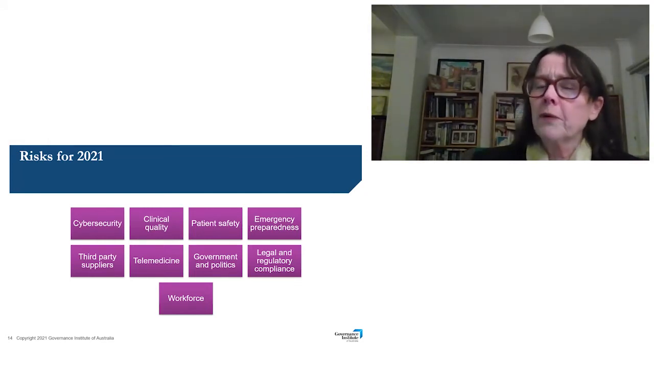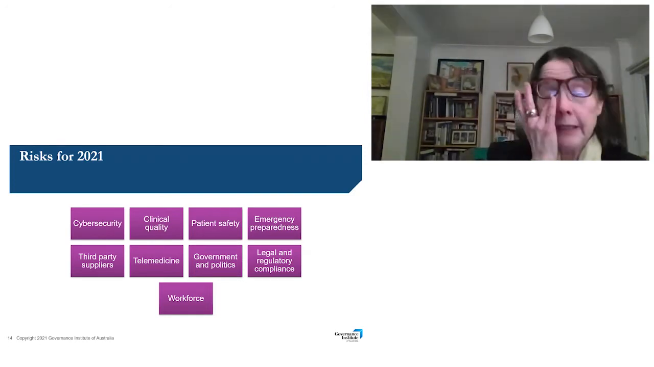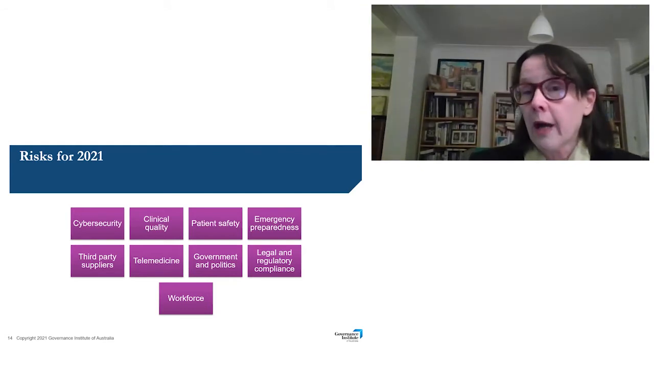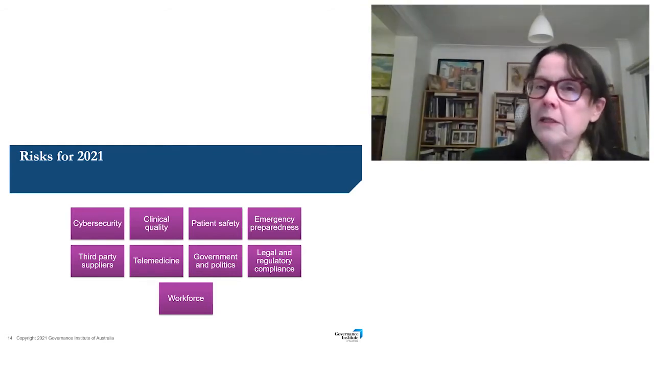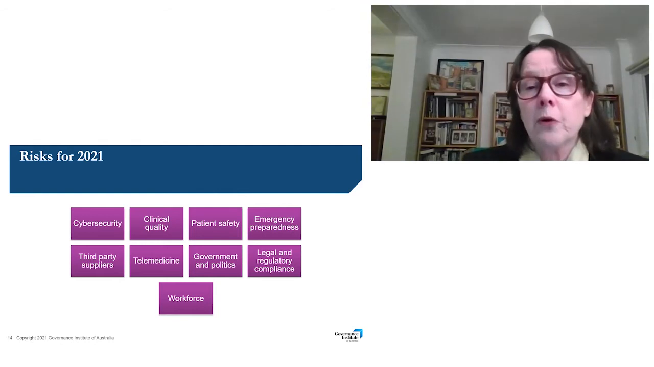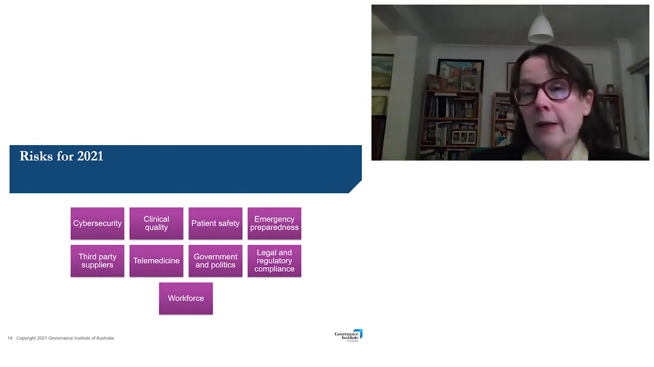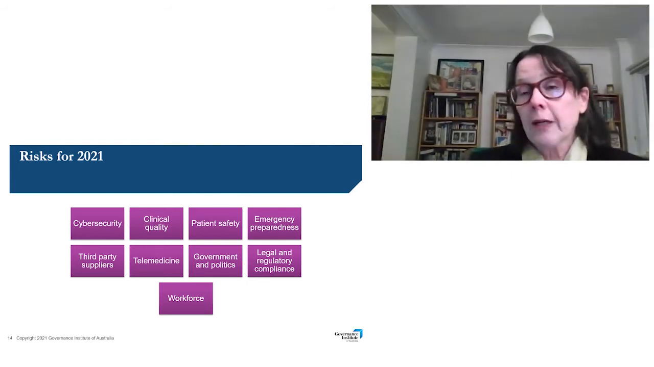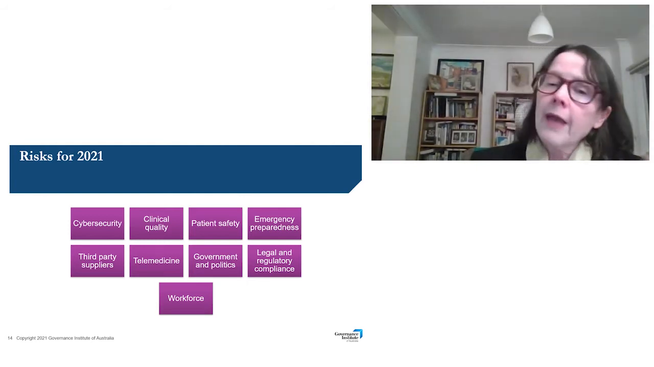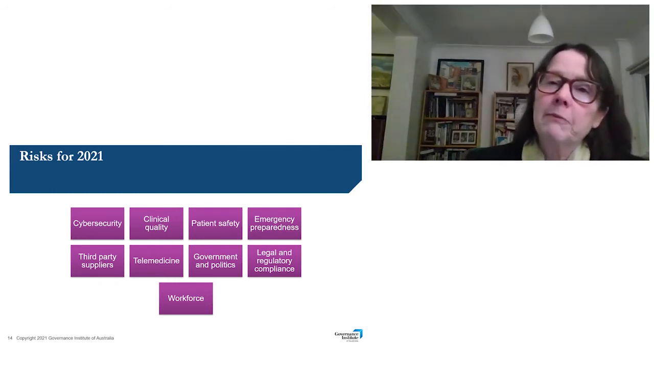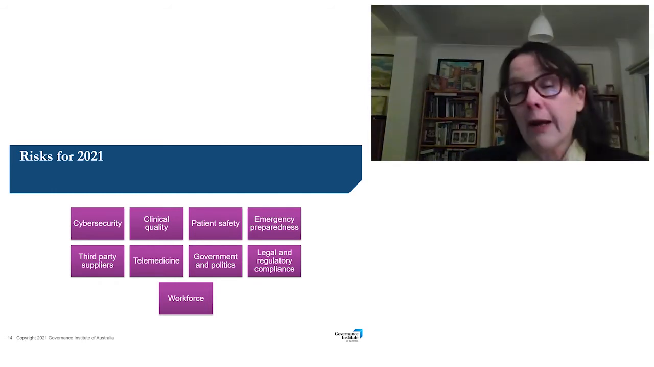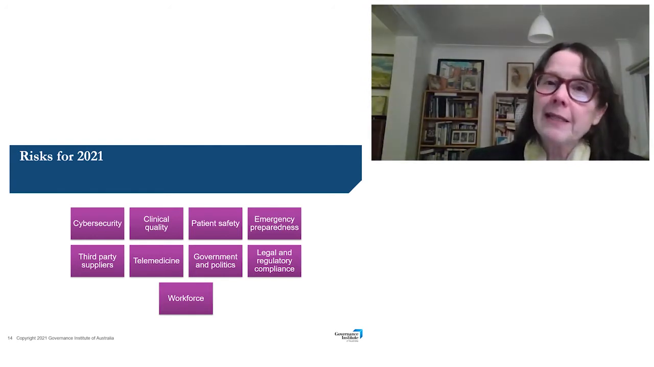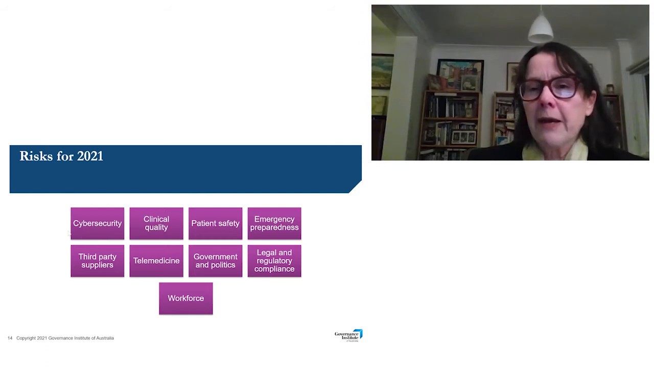So, what are your third-party supply chains like? Telemedicine. So many medical services are now being delivered online. So, what are the risks associated with that, and how does that work? Government and politics. We talked about that in relation to one of the earlier slides. Legal and regulatory compliance, always an evergreen. And then I think that last one, workforce, is really important because you are relying on people to deliver what you do. So I think that's a bit of a gallop through some risk management concepts.